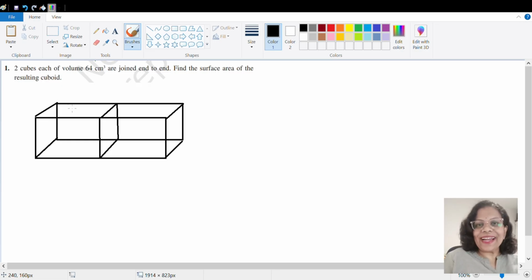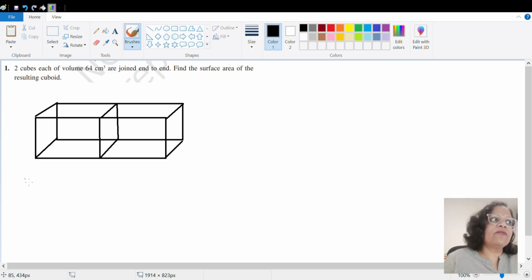Yes, now we will start with our first question. On the screen, you can see the first question which says two cubes, each of volume 64 centimeter cube, are joined end to end. Find the surface area of the resulting cuboid. I have shown you these two cubes.